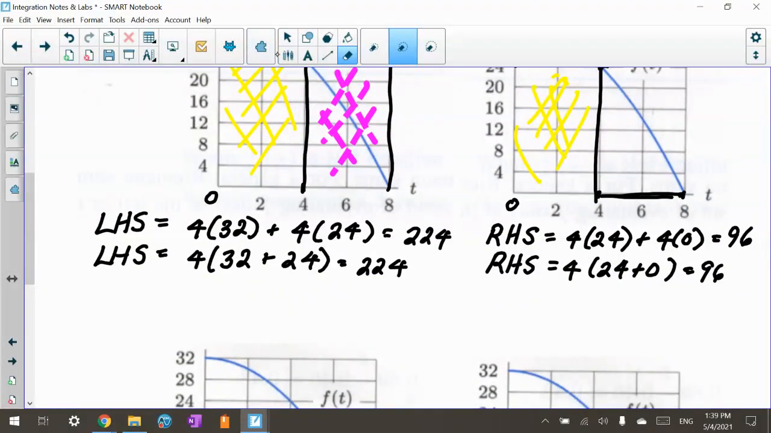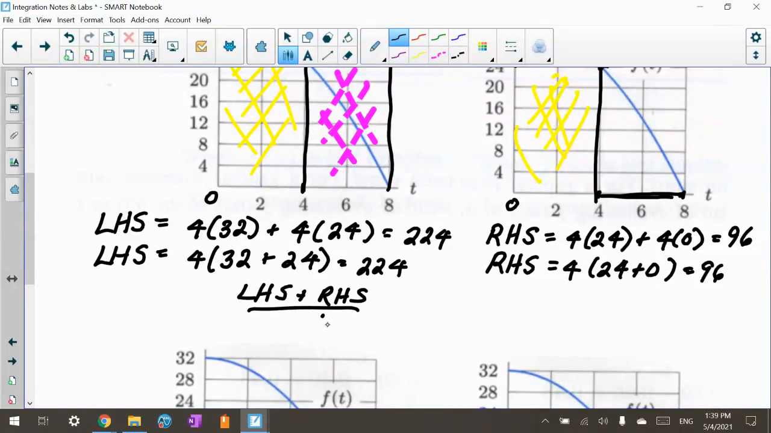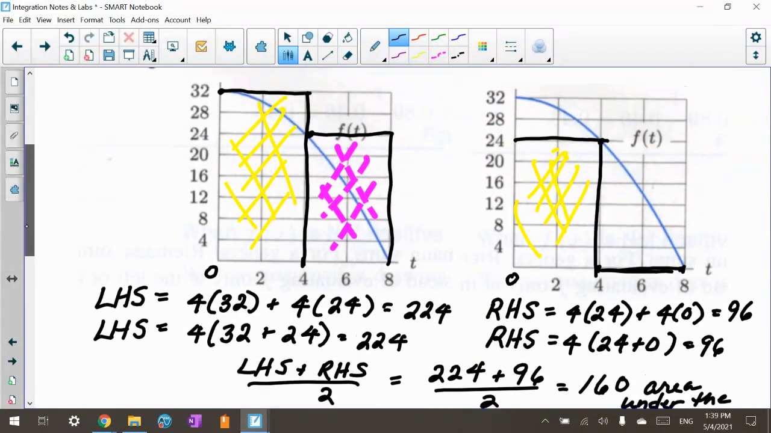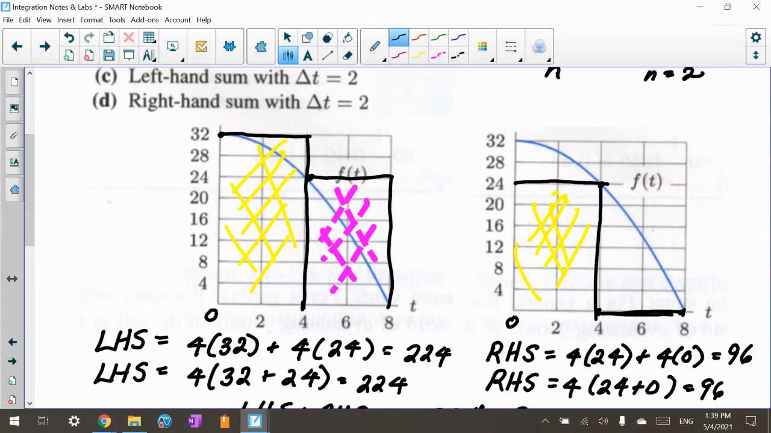It's 96. So if I were to ask you, what do you think is a good estimate of the area under the curve? I'm going to add my left-hand sum and my right-hand sum, and divide by 2. And that would be my average, okay? So my left-hand sum was 224. My right-hand sum is 96. I'm going to divide that by 2. So my guesstimate of the area under the curve is 160. I don't know how accurate it is because I'm overestimating here and underestimating there. Maybe it's pretty good.